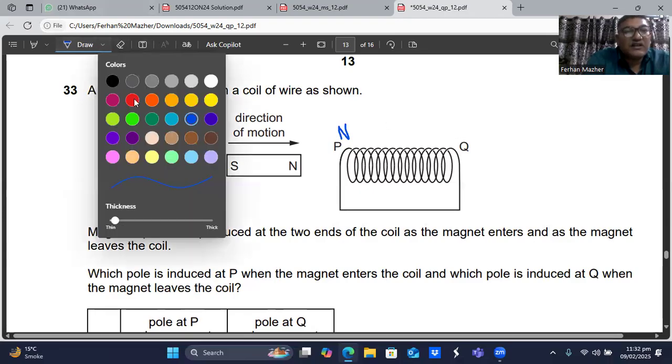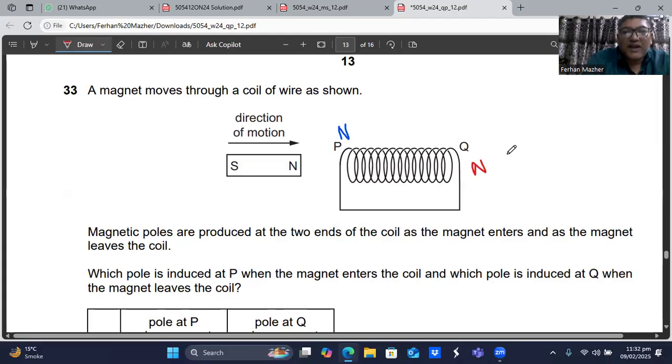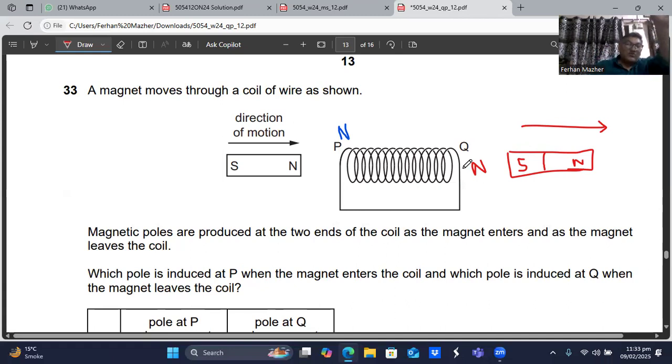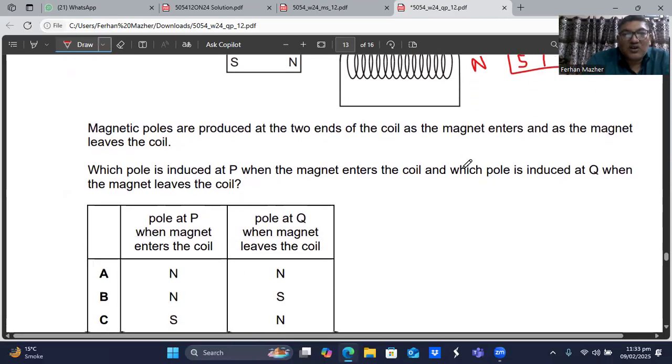Let me change the color. Then this will become the north. Why will this become the north? Because here you will have a magnet, and when it goes away, its north will be here and its south will be here. Because this south, which is facing the right end of the coil, is going away, to stop the going away south, it should become north. So north, north.